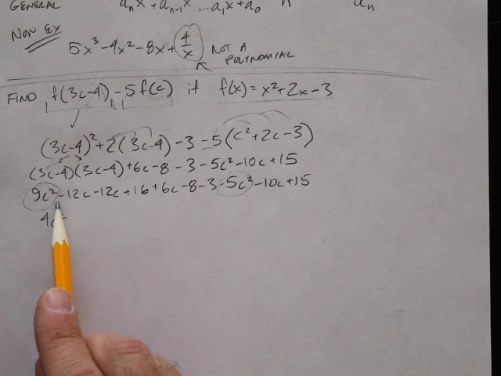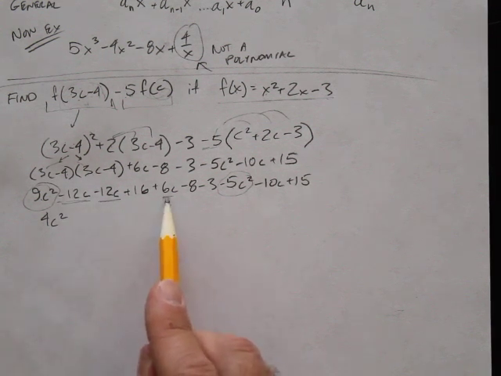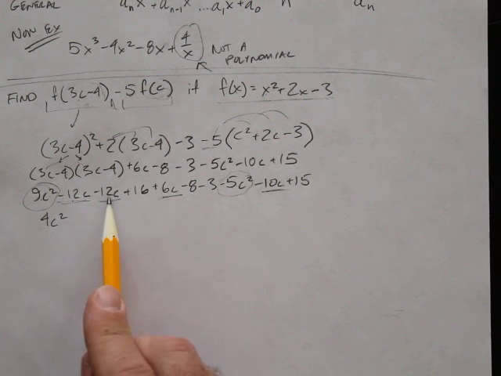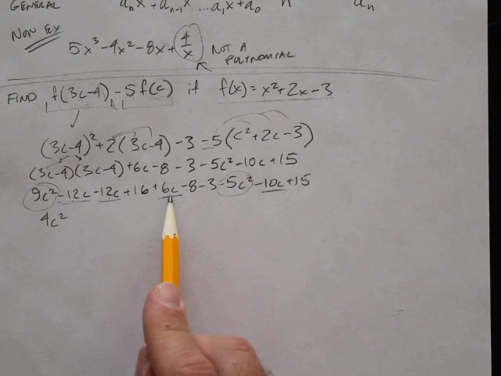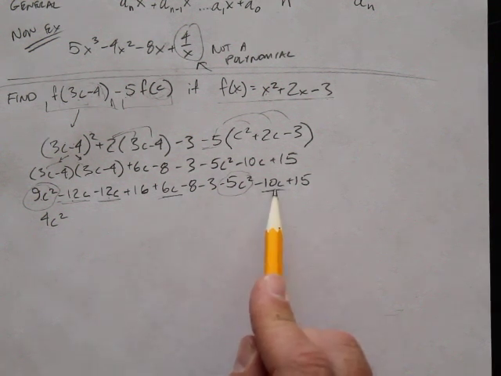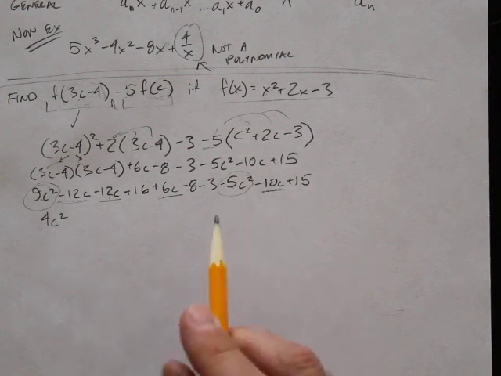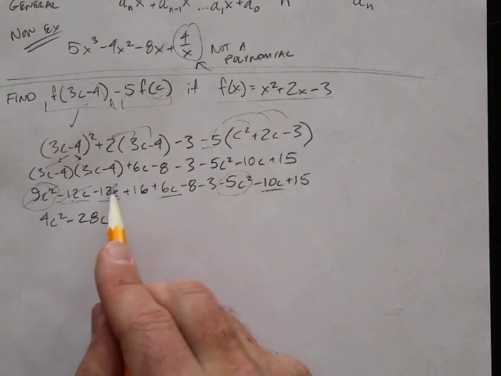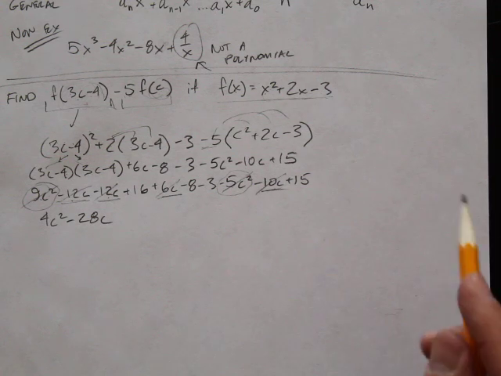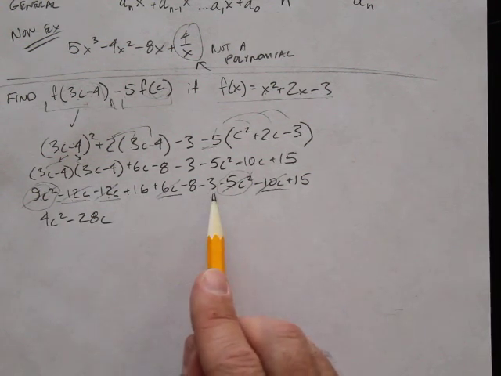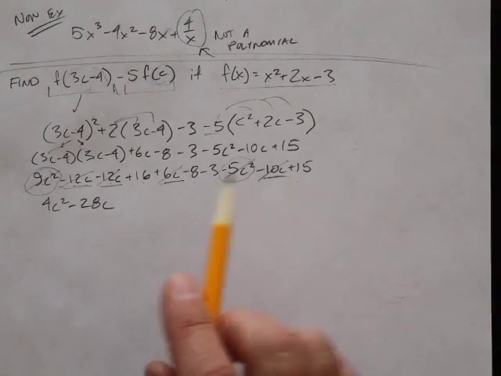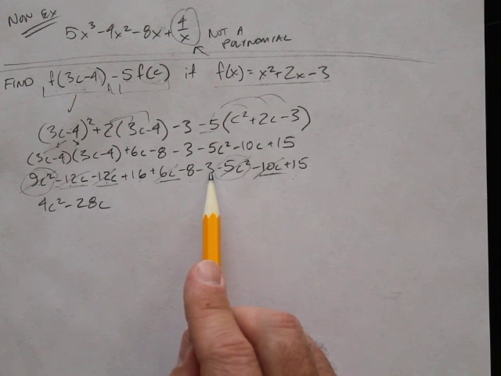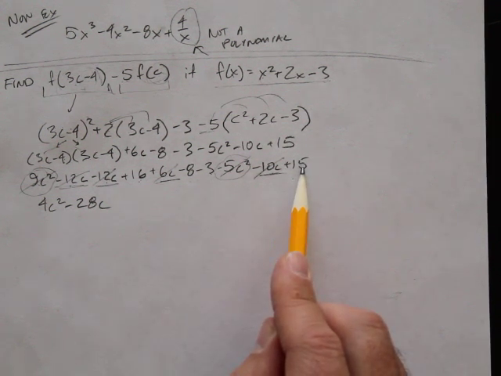Now I'm going to look at the c's. Okay, negative 12 and negative 12 is negative 24. Plus 6, that gives me negative 18. Negative 18 minus 10 is negative 28. All right, so I might cross these off just to help me not see them anymore. And then the rest, I just have constants. So I've got 16 minus 8, which is 8, minus 3, which is 5, plus 15 is 20.